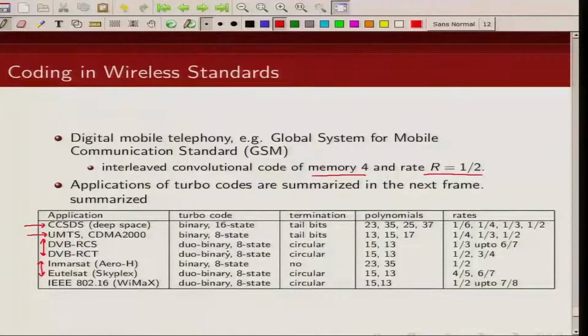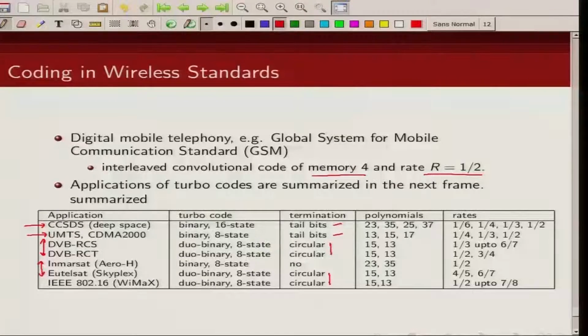This double binary turbo code essentially uses a rate k by n code, where k is greater than 1, and there are additional tail bits that have been added in some of the cases for termination of the encoder. In some cases where you see this circular thing, they have used a circular recursive encoder. These are what is known as tail biting encoders, so their starting and ending states are the same.